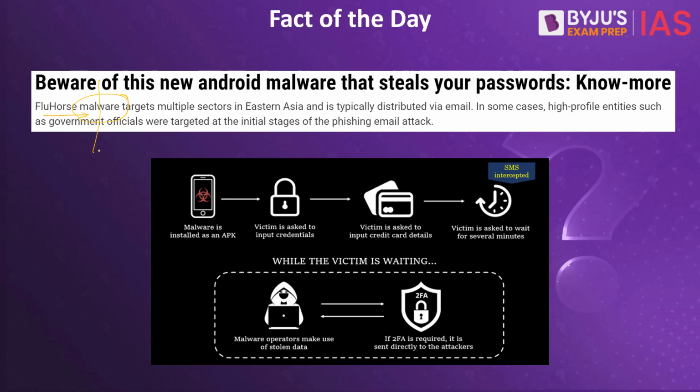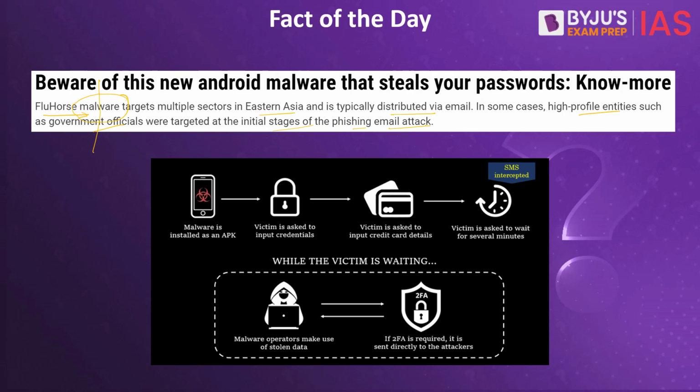So basically, FluHorse happens to be a malicious software that targets multiple sectors in Eastern Asia, and it is typically distributed via email. In some cases, high profile entities such as government officials were targeted at the initial stages of the phishing email attack. What exactly happens? They start sending emails to people. It can be high worth individuals, it can also be government employees. The minute they send an email, the person opens that email and lands on the phishing site.